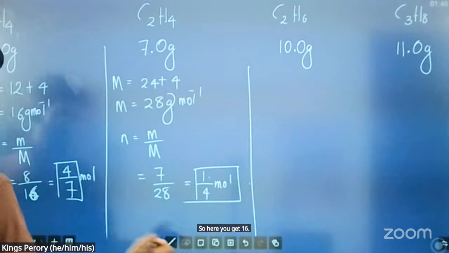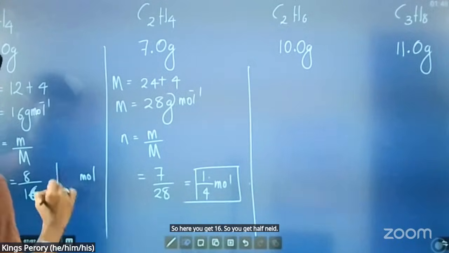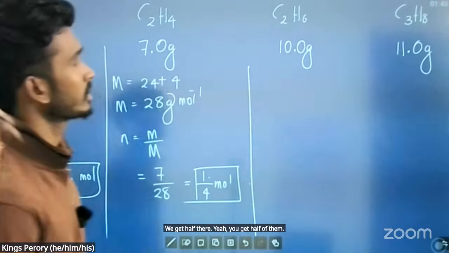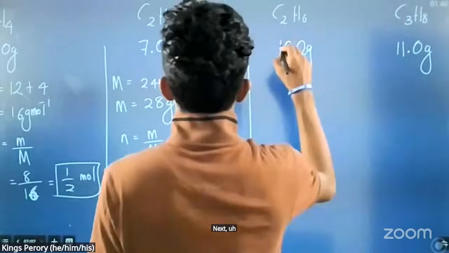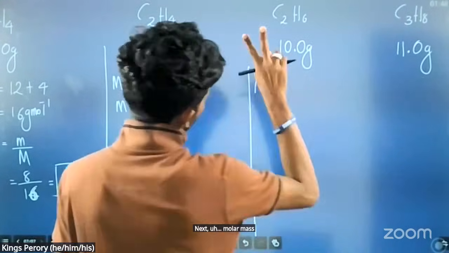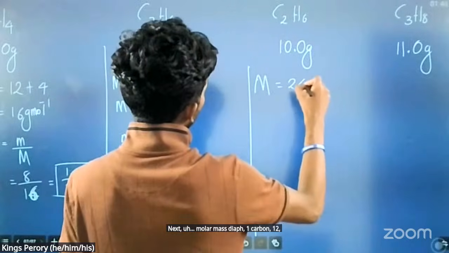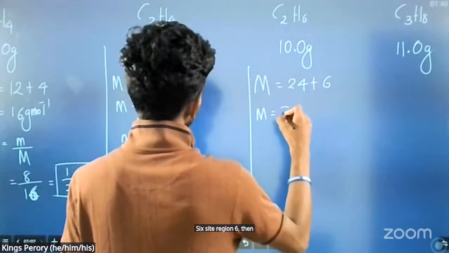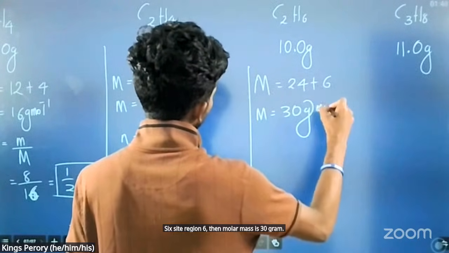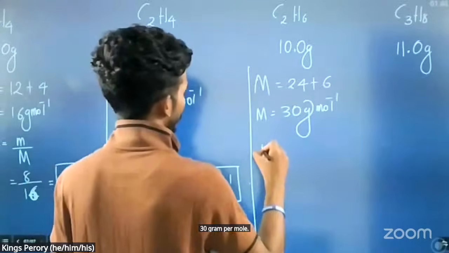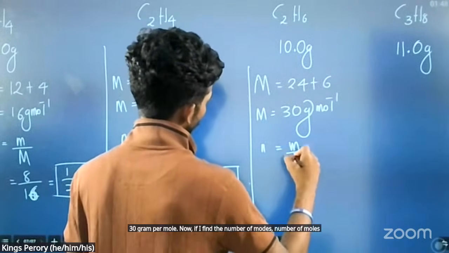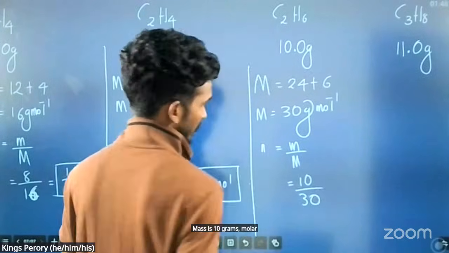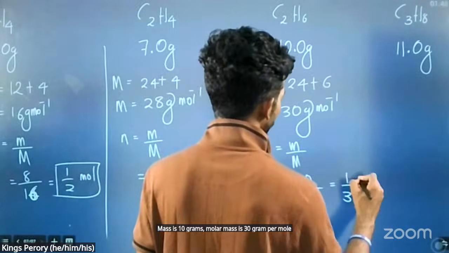So you get half a mole. Next, molar mass there: 1 carbon 12, 2 carbon 24, plus 6 hydrogen 6. Then molar mass is 30 gram per mole. Now if I find the number of moles, it is mass over molar mass. Mass is 10 grams, molar mass is 30 gram per mole. That is 1 over 3 moles.